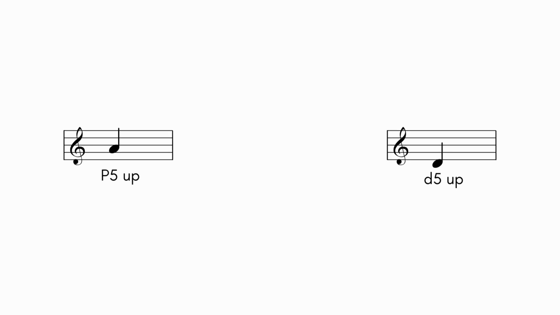Okay, a perfect fifth up from A is E, since E is the 5th scale degree in A. A diminished fifth up from D is A flat. Since A is a perfect fifth above D, A flat is a half step lower than A, making A flat a diminished fifth above D.